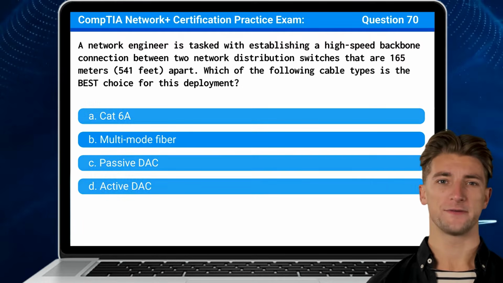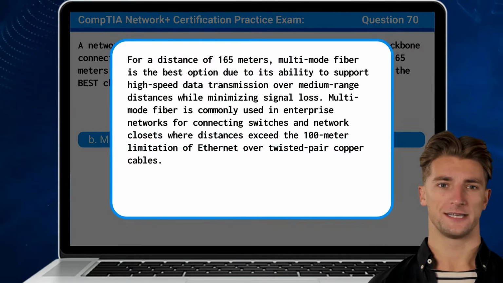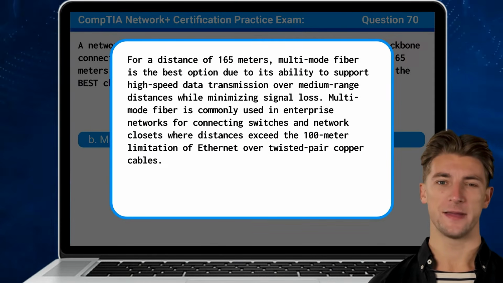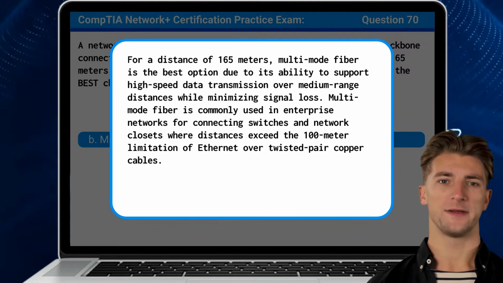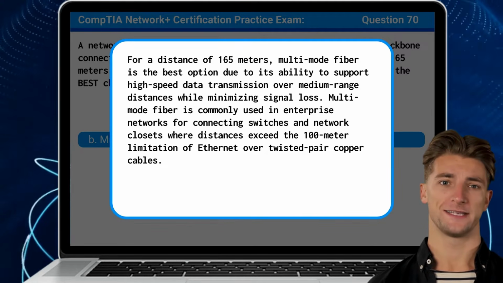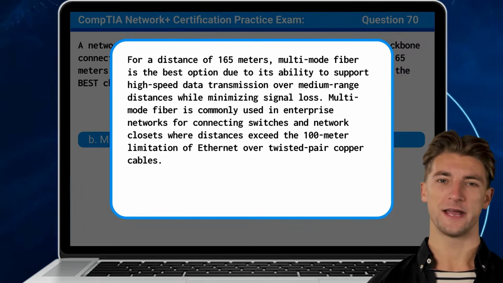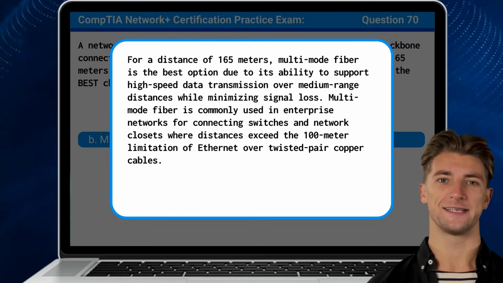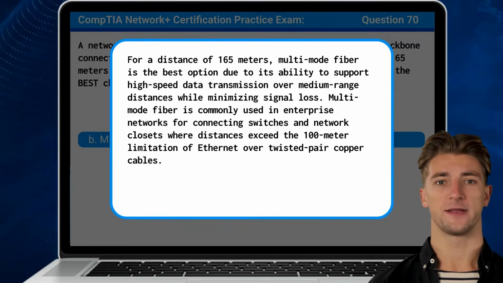The answer is B. Multi-mode fiber. For a distance of 165 meters, multi-mode fiber is the best option due to its ability to support high-speed data transmission over medium-range distances while minimizing signal loss. Multi-mode fiber is commonly used in enterprise networks for connecting switches and network closets where distances exceed the 100-meter limitation of Ethernet over twisted pair copper cables.